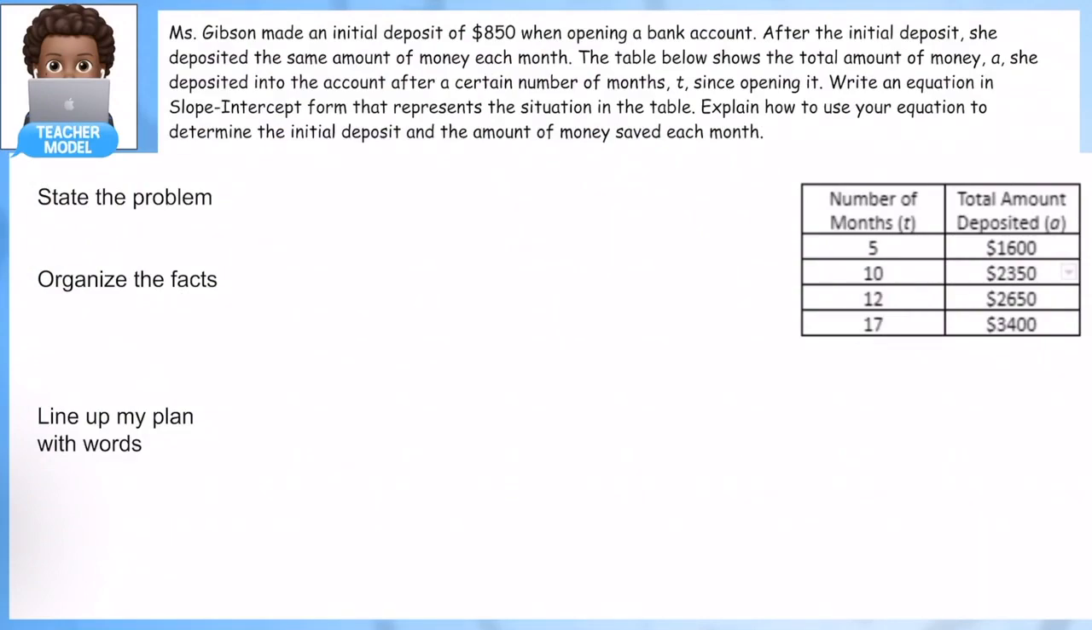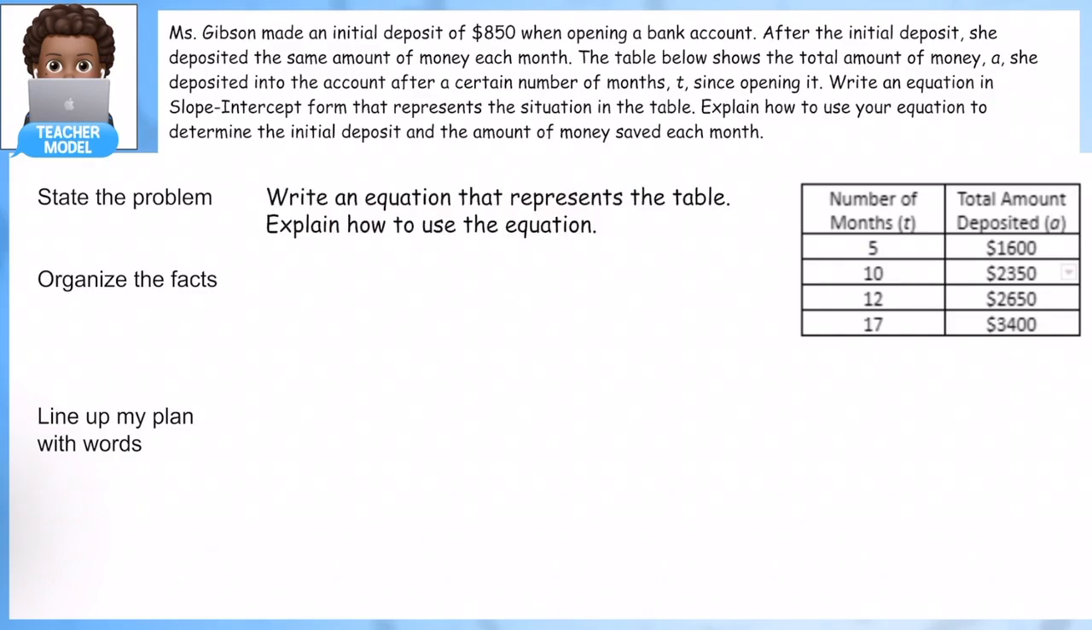Okay, for our second problem, we have a larger real-world problem. So let's read it carefully. Miss Gibson made an initial deposit of $850 when opening a bank account. After the initial deposit, she deposited the same amount of money each month. The table shows the total amount of money A she deposited into the account after a certain number of months T since opening it. Write an equation in slope-intercept form that represents the situation in the table. Explain how to use your equation to determine the initial deposit and the amount of money saved each month.